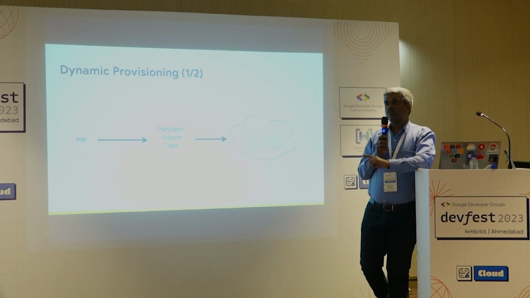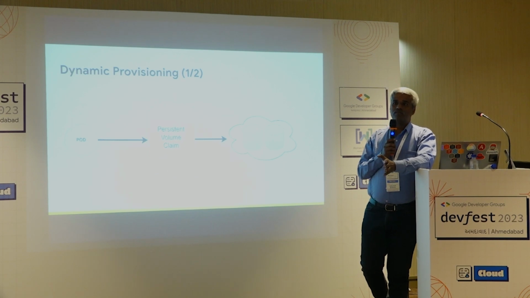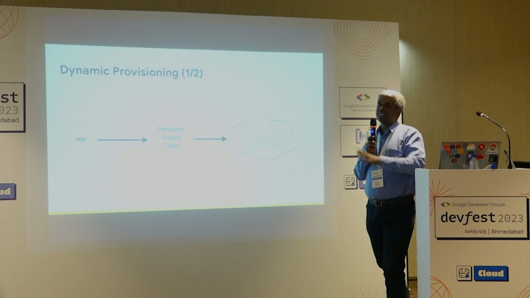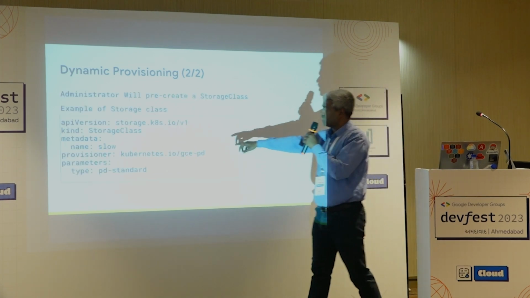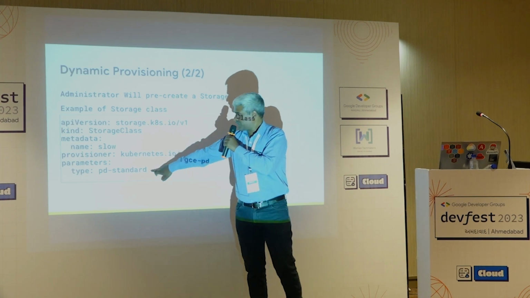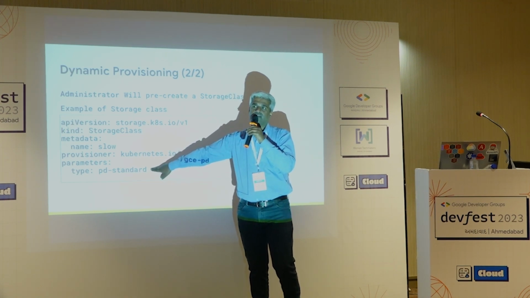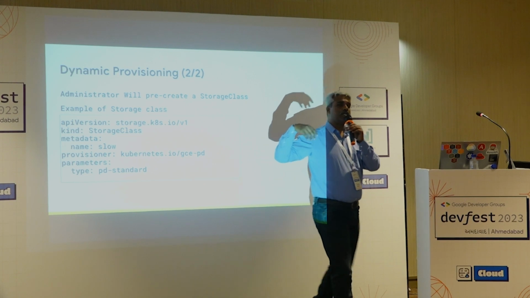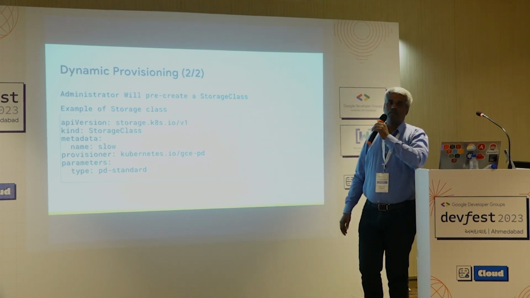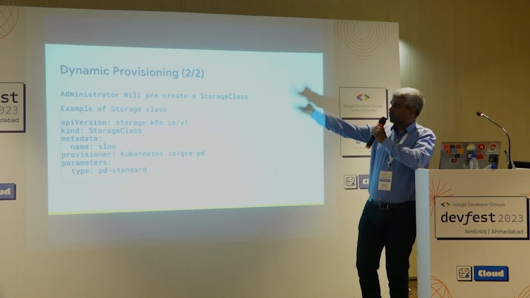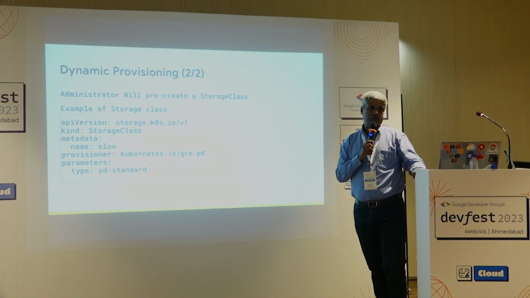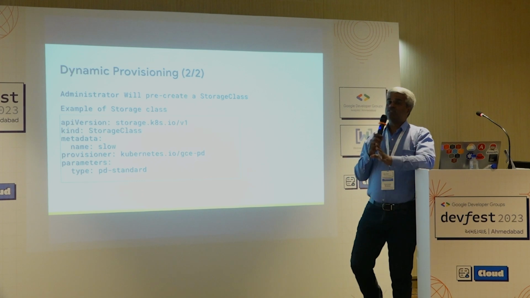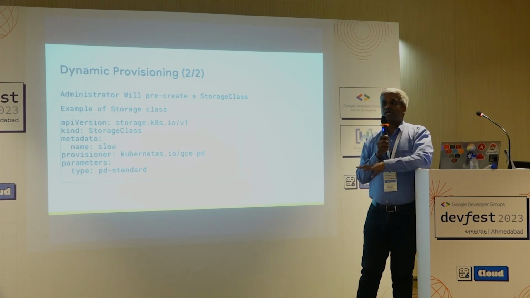So here the developer will only create a PVC. No need to create a PV. This is what dynamic provisioning is. And this is what I was talking about. Here you are telling the type, PD-standard. This PD-standard is already defined, or you may define it like this. This will go and provision that particular PV. So that's how static provisioning or dynamic provisioning works.